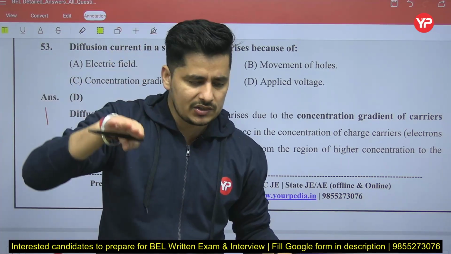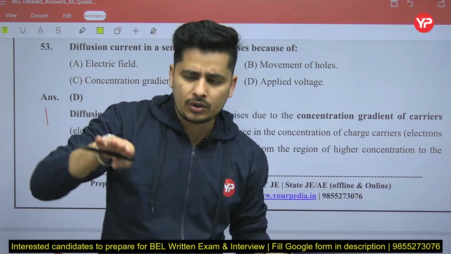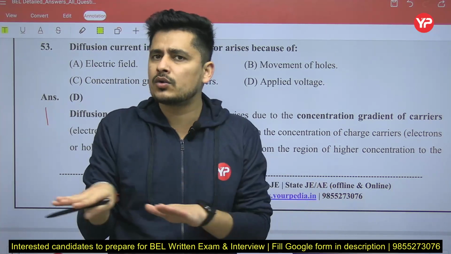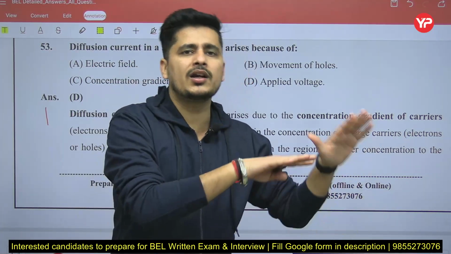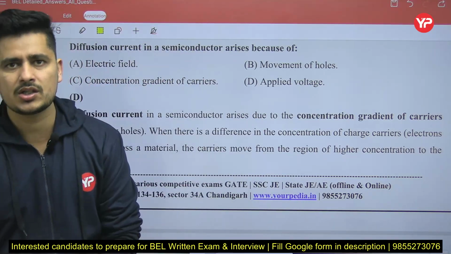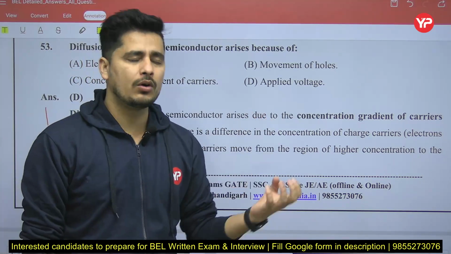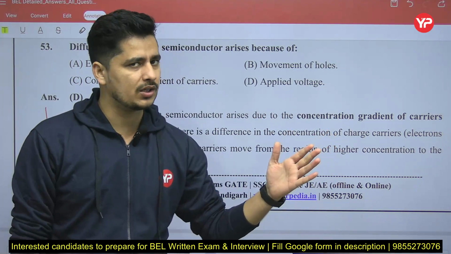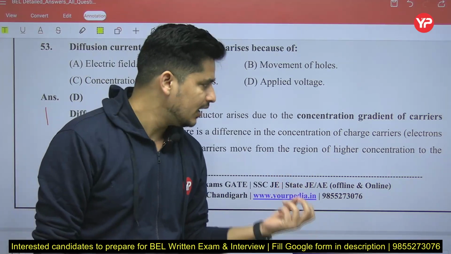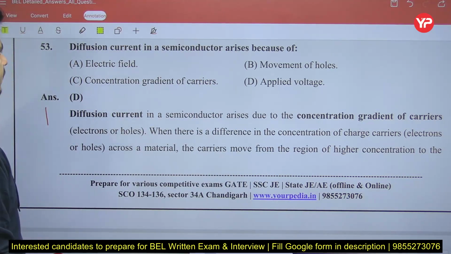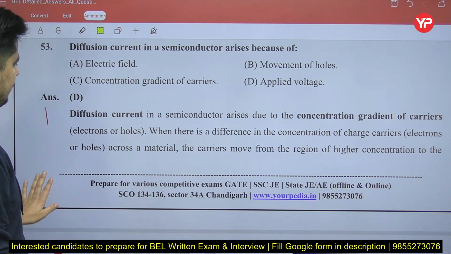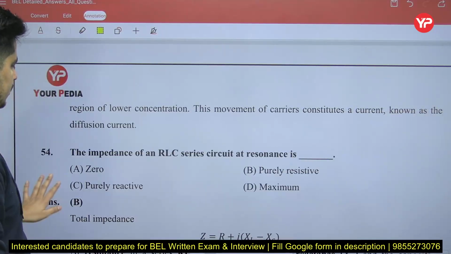The concentration of electrons or holes will try to maintain a constant level, and they will flow from higher concentration to the lower concentration. Whenever electrons or holes flow from one position to another, they will contribute a current that is called diffusion current, right? That is called diffusion current.